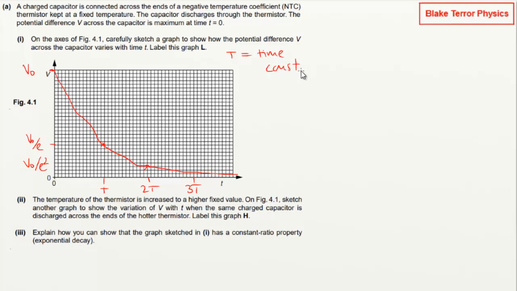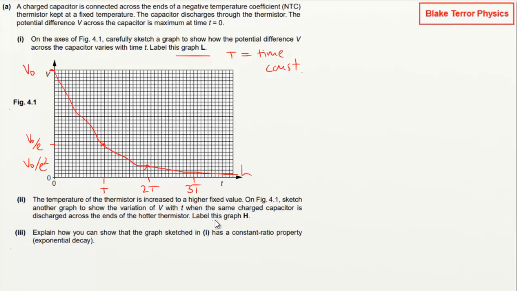That may be way over the top for what they actually want, but it does say carefully sketch a graph. And I think just drawing in an exponential decay might lose you a mark there. So for the sake of putting on a couple of little values for L, label this graph L, you're going to pick up marks by putting those labels on.